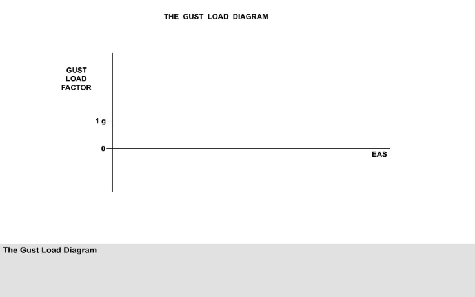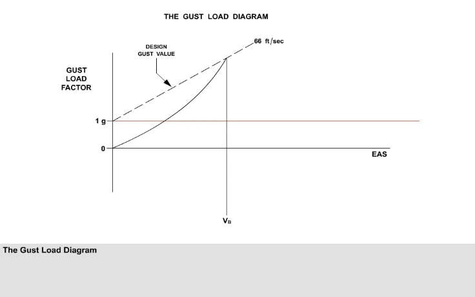gust load diagram. The origin of the gust load diagram is 1g. Positive CLmax is plotted, and there is a new design speed to consider, VB, the design gust speed. At VB, the structure must be strong enough to withstand a 66 feet per second sharp-edged vertical gust, both upwards and downwards.